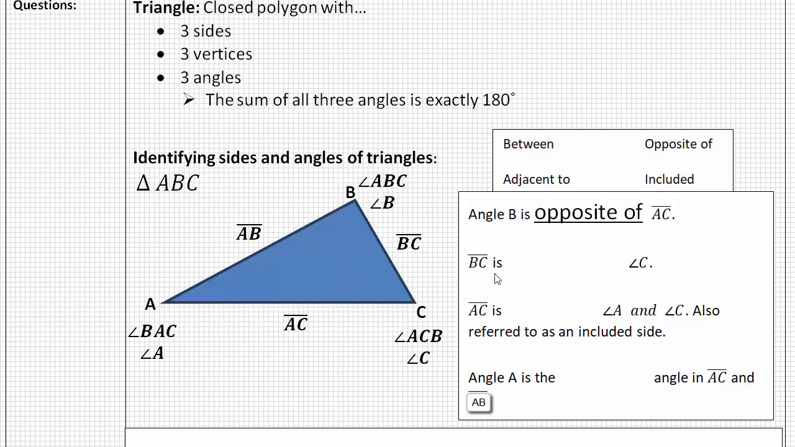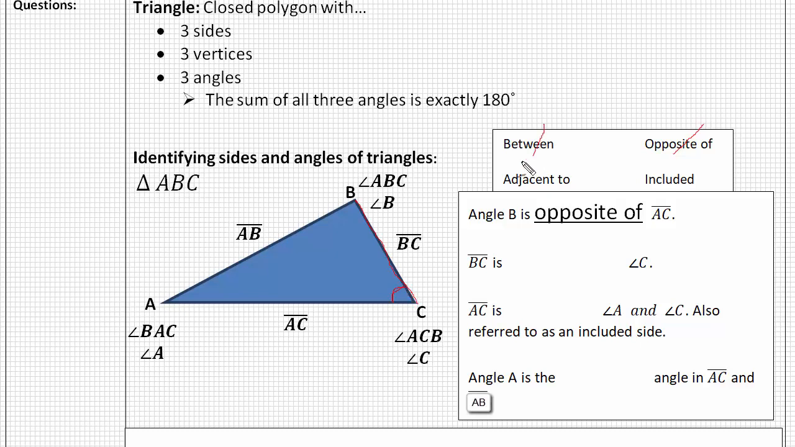Next sentence. Line segment BC is blank angle C. Mark the triangle where they're talking about. Line segment BC would be here, and angle C. If I didn't tell you already, we're going to use each word only one time, and we've already used opposite of, and also they're not really opposite of. Instead, they're right next to each other.